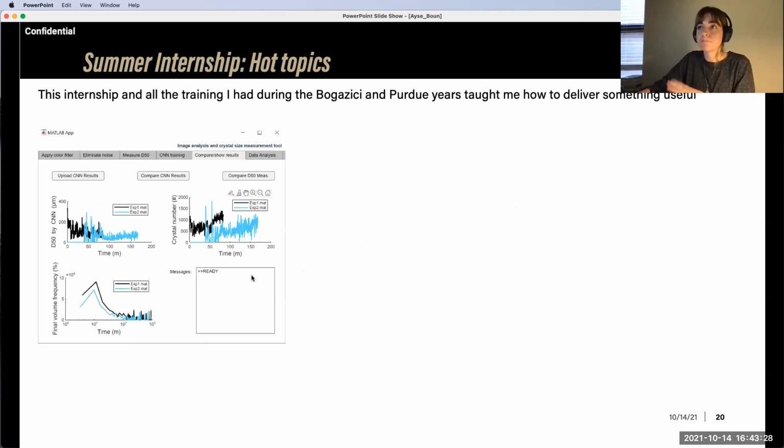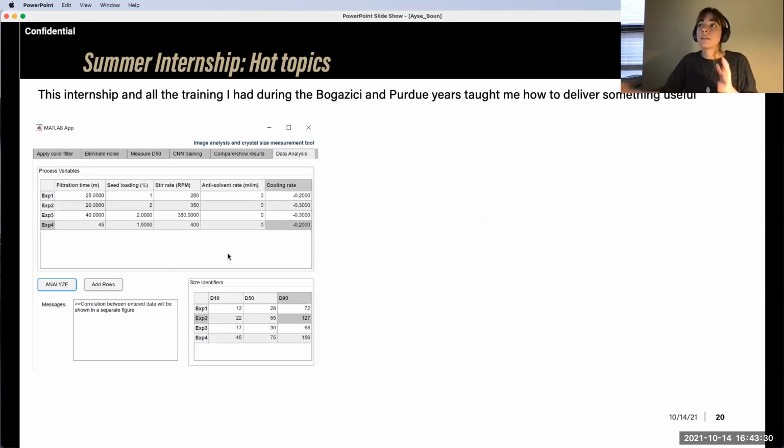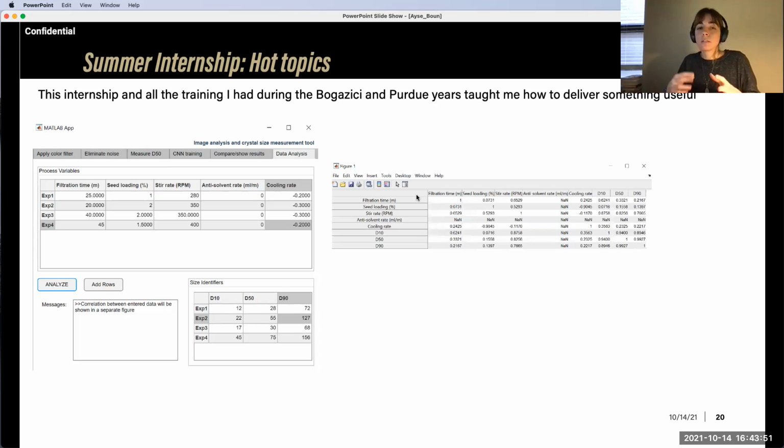It's just automatic. You can compare, and I think the most important part is the data analysis. I think that's the real part, because what they wanted to know is actually how the process parameters, like the stirring rate, how they stir the reactor or crystallizer, affects the crystal size. So I created a small menu for them so that they can do fast correlation analysis to see if the cooling rate was affecting the crystal size a lot or not.